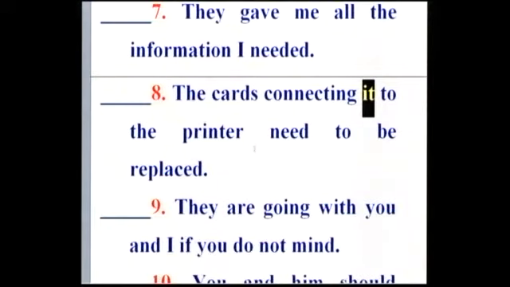Okay. Number 9. "They are going with you and I, if you do not mind." They are going with you and, again, "you" here is an object. So again, it should be an object: "They are going with you and not I, but me." If you do not mind, "you" is a subject. You do not mind. The verb is "do not mind".